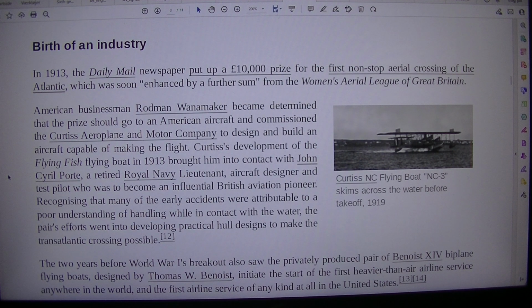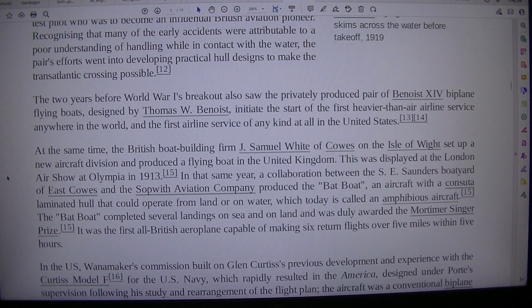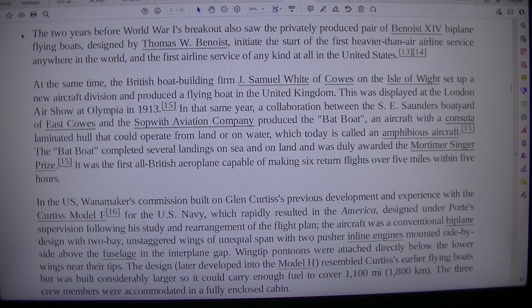The 2 years before World War I's breakout also saw the privately produced pair of Benoist 14 biplane flying boats, designed by Thomas W. Benoist, initiate the start of the first heavier-than-air airline service anywhere in the world, and the first airline service of any kind at all in the United States.